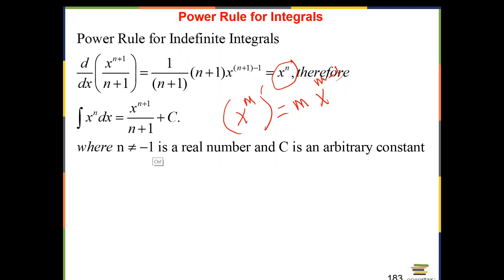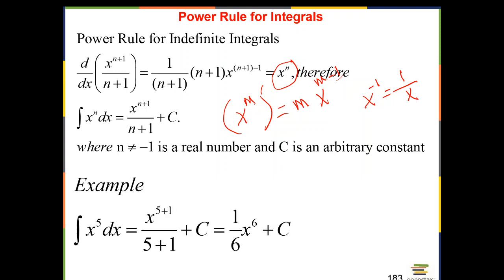All right, so n is not negative 1, obviously, because if n is negative 1, what happens? The denominator becomes 0. So this formula doesn't work when x is to the negative 1 power, which is 1 over x. But we already talked about that. We took care of that case, right? That case is ln absolute value of x plus c. So when n equals negative 1, we don't use this formula, we use this right here.